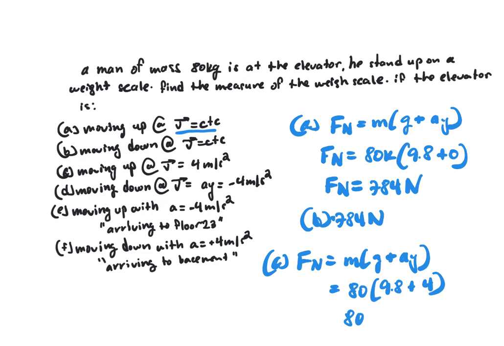What's 9.8 times 4? It's 39.2. So it'll be 80 times 39.2, which comes out to 3136. So our Fn is 3136 newtons.